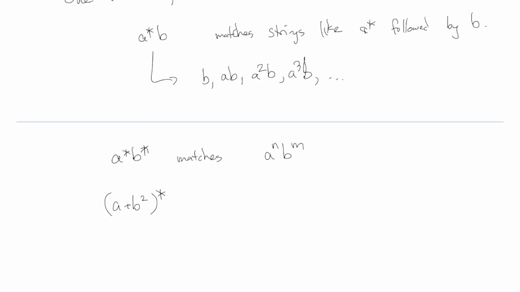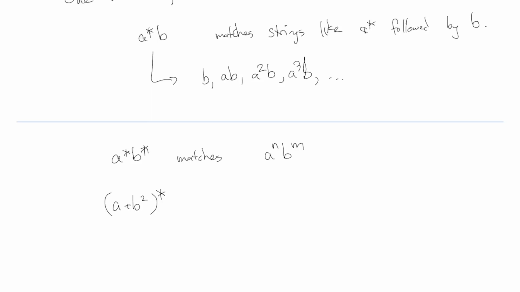Anybody want to try and describe in words what that is? Yeah? It involves either an A or two consecutive B's in a row, and they can either go first or last. It doesn't matter where they are in the string. Yeah, so this is any string which can be built out of A's and B squareds. So when you see B's, they have to be together in groups of two.